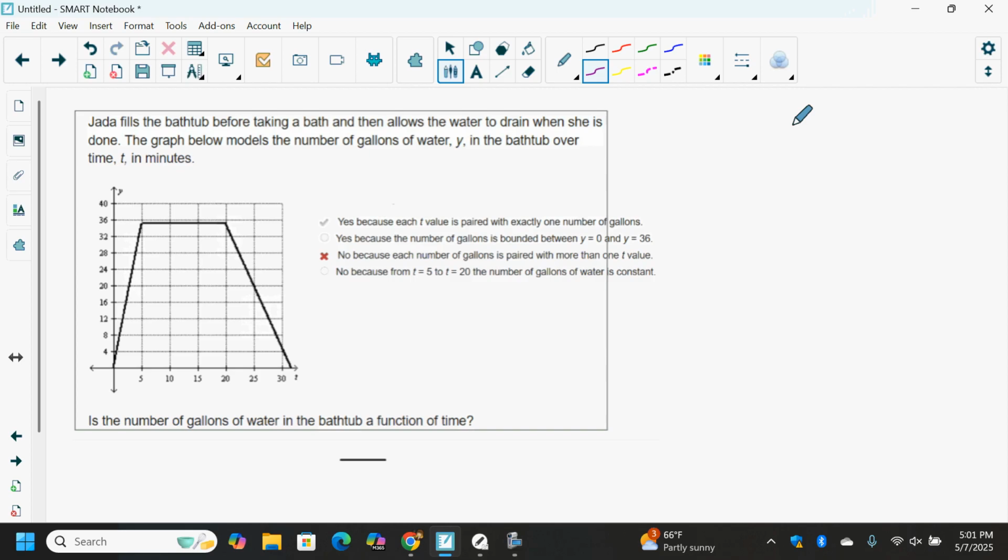Okay, there could be two x values that equal the same y, but there can't be an x value that has two different y values. So anytime a graph passes what we call the vertical line test, if I draw a vertical line anywhere and it doesn't go through 2 points, it's a function. So the correct answer is yes, because each t value is paired with exactly one number of gallons. That is the reason why it's a function.